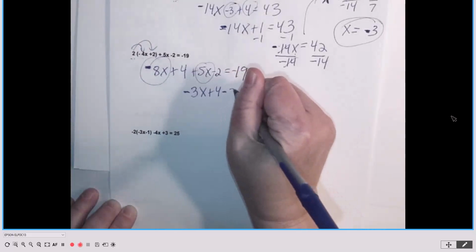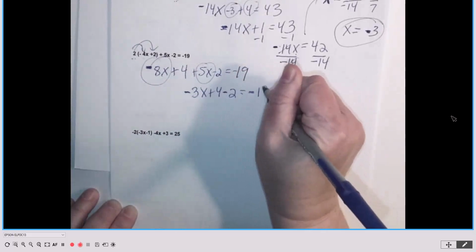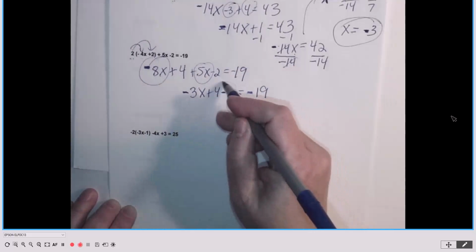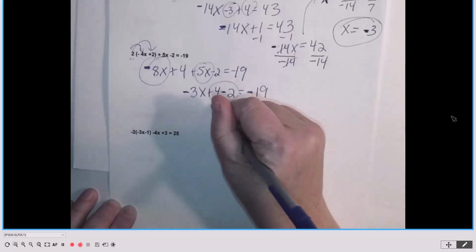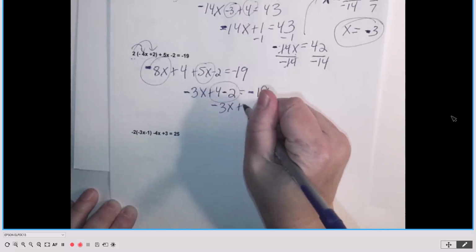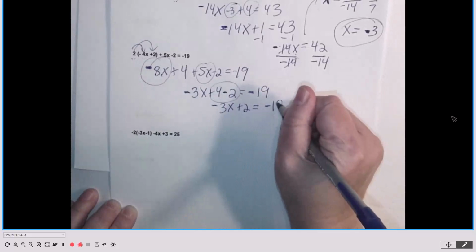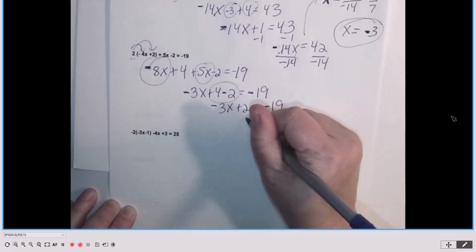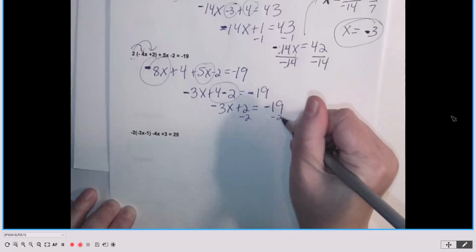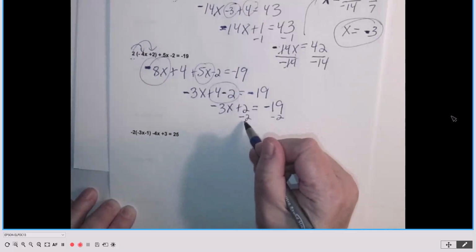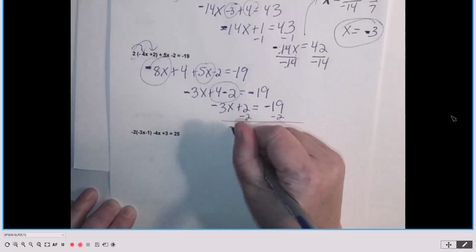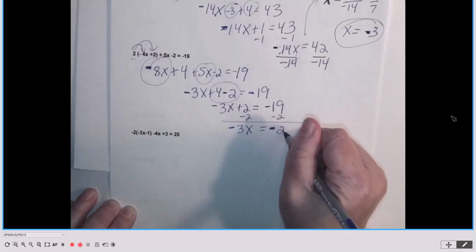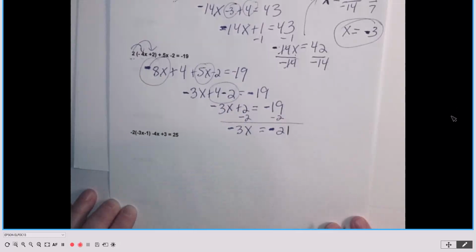And then I'm going to write the rest of the information down here, noticing I'm bolding. And then I'm going to combine these terms together, so it becomes a negative 3x plus 2 is equal to a negative 19. To isolate the x, I'm going to minus 2 off of each side, so this gets to a 0. So this becomes a negative 3x is equal to a negative 21.